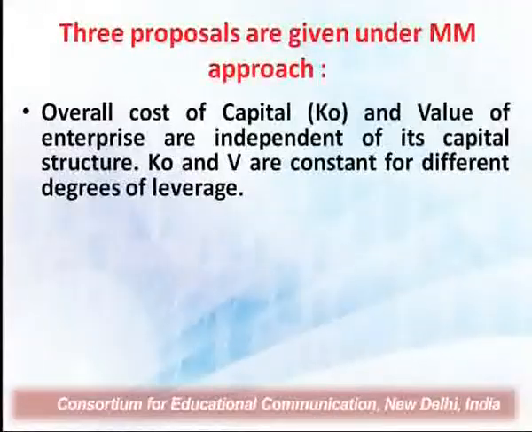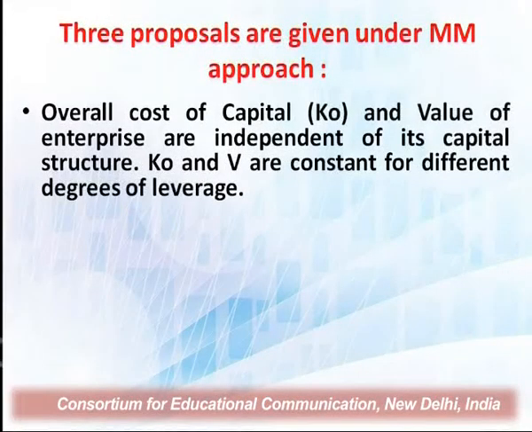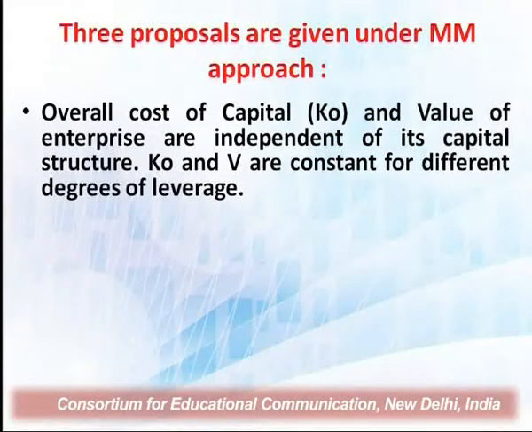Let's try to understand. The first proposal of the Modigliani and Miller approach says that overall cost of capital, that is KO, and value of enterprise, that is value of firm, are independent of its capital structure, which means that the KO and value of firm have no relationship with the capital structure. They are saying that KO and V, that is cost of capital and value of firm, are constant for different degrees of leverage, which means that if you are changing the degree of leverage, there is no impact of it either on KO or on V, that is overall cost of capital and value of firm.